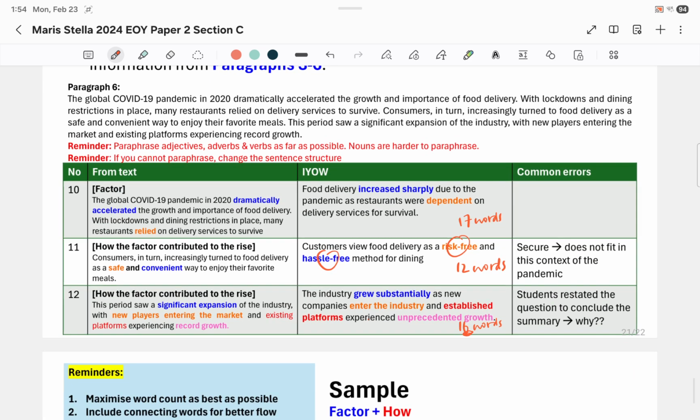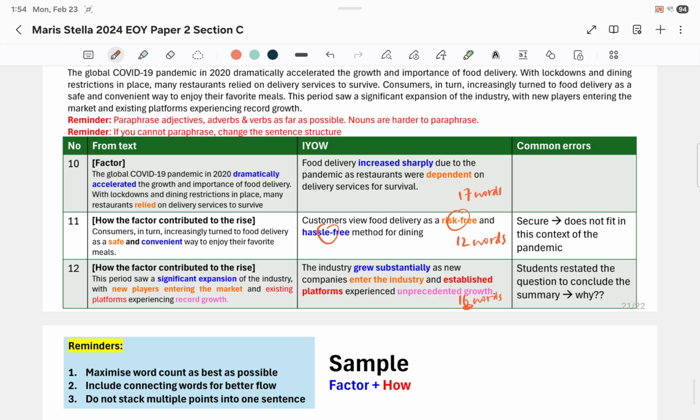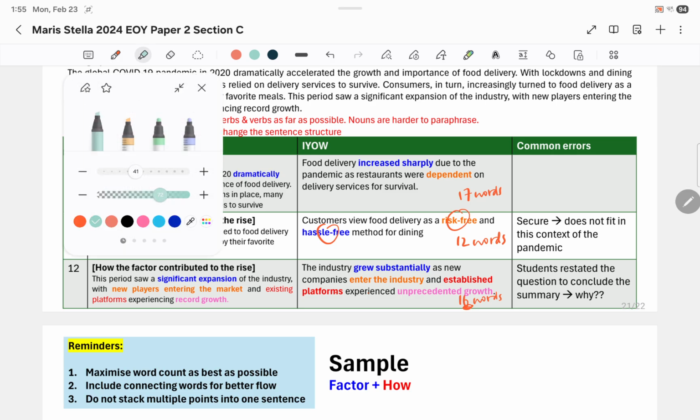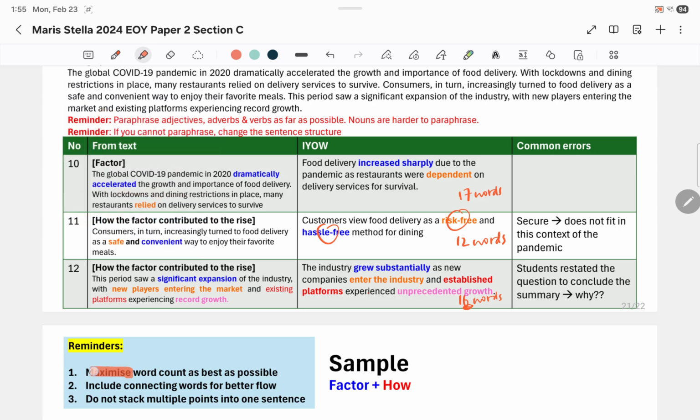Okay, so looking at the whole thing, before I show you the full summary, just take a look. Like I said just now, you try to maximize your word count as best as you can. That means you don't write up to 58 words and then call it a day. You try to push it to its maximum 80 words. If not, you try to hit 78 or something. So how do I usually try to maximize the word count?